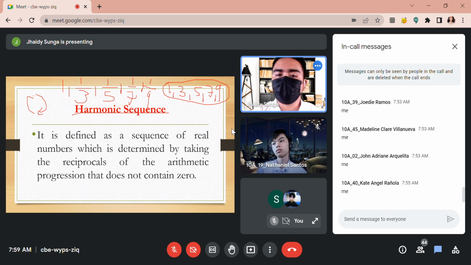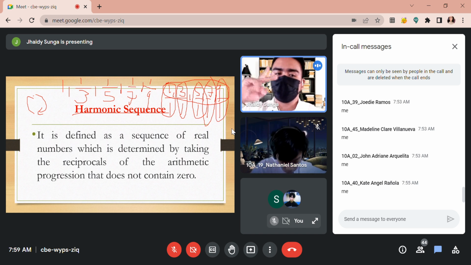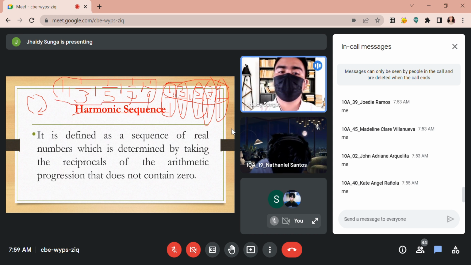Any real number can also be a fraction. If we put 1 as the denominator, they could have a denominator of 1, and we could say that they are fractions, right? But we could also say that they are whole numbers. So in this way, if we reciprocate these numbers, we get the sequence that we call harmonic. Easy to understand, right?